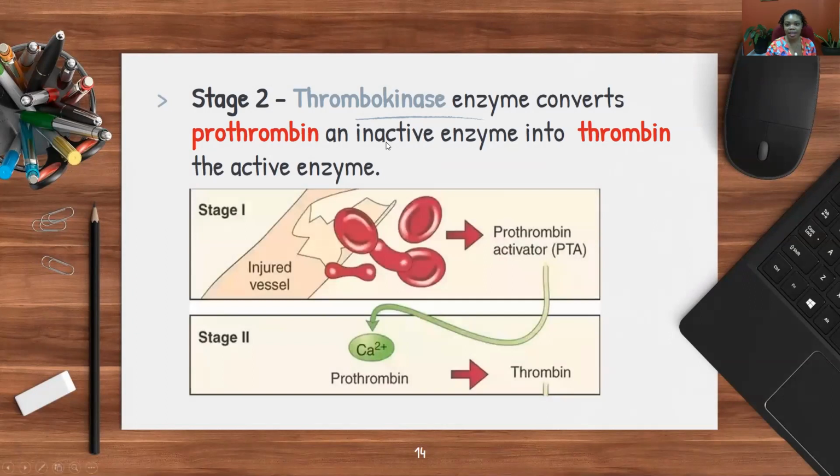Stage 2, thrombokinase enzyme converts prothrombin, an inactive enzyme, into thrombin, the active enzyme. So thrombokinase, which is the enzyme, converts prothrombin, and pro usually means before. So it's before it becomes thrombin, and prothrombin is inactive, and then the active form is thrombin. So that's what happens at stage 2.